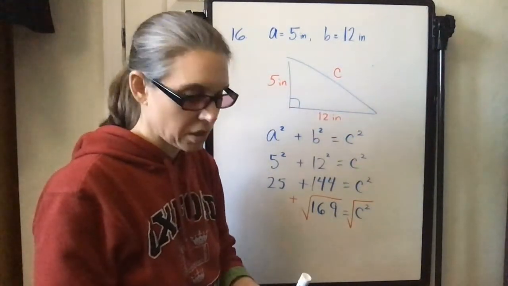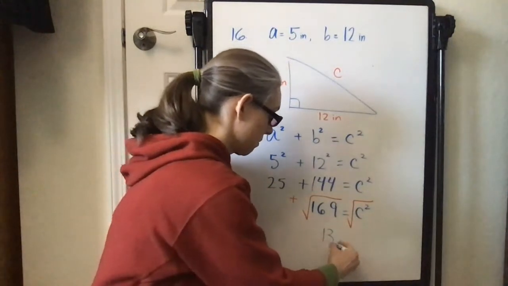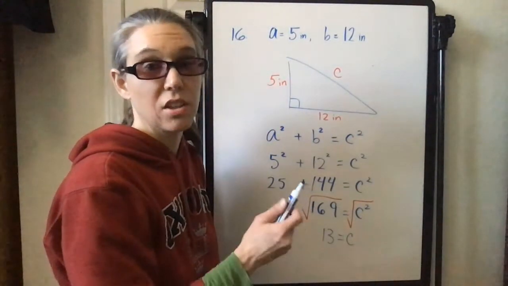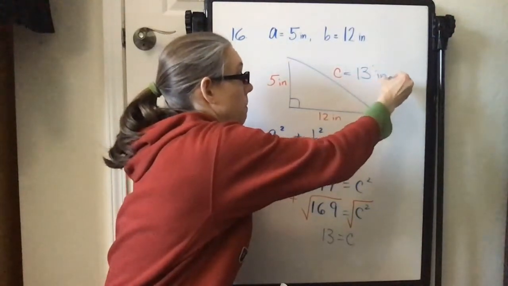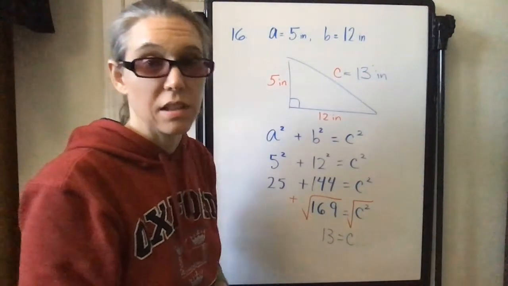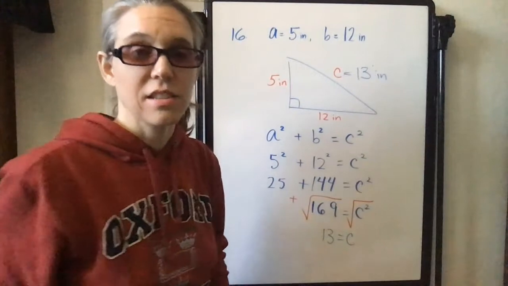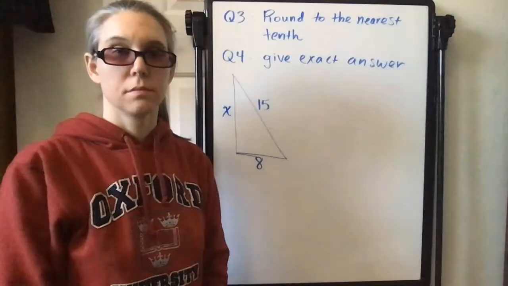So the square root of 169 is 13. And to put this in context, we need units. So the hypotenuse, c, the missing side, is 13 inches. Okay, so that's a basic example. Now I'll go to a slightly harder one.